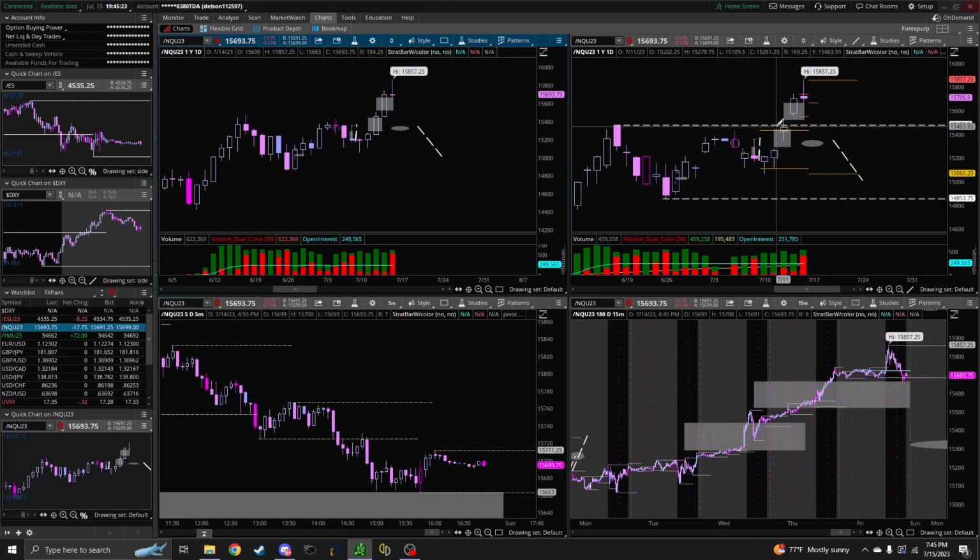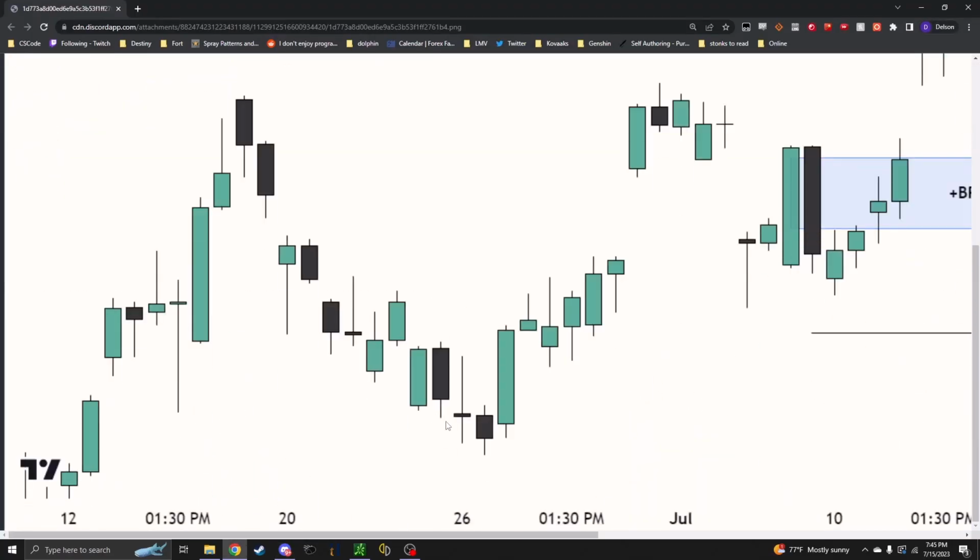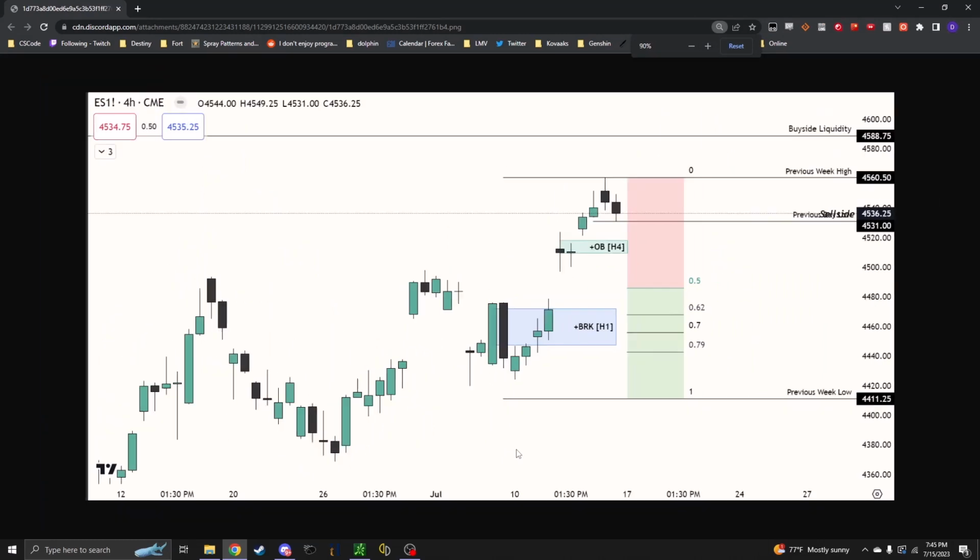So if you're really looking for inefficiencies in areas in price, it really has to be this top fair value gap. It really needs to be the top fair value gap, and it cannot be this bottom one. And the reason that's so important is like you have on the 4 hour here, this is balanced.